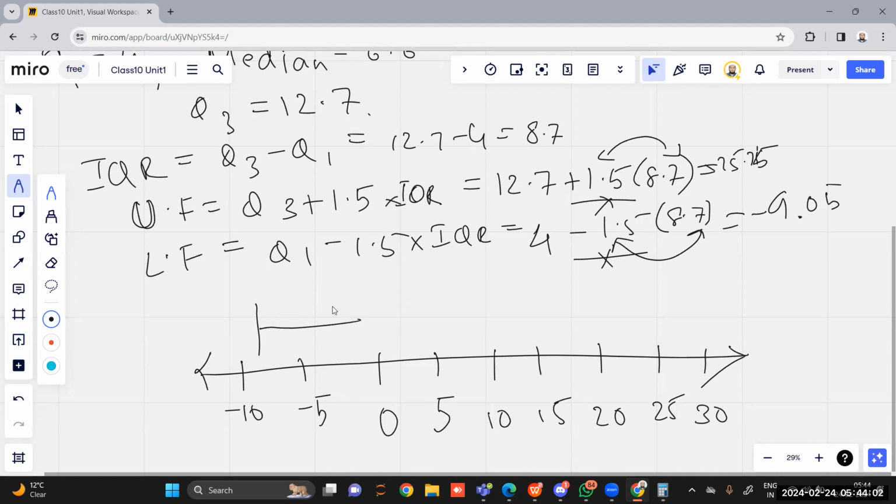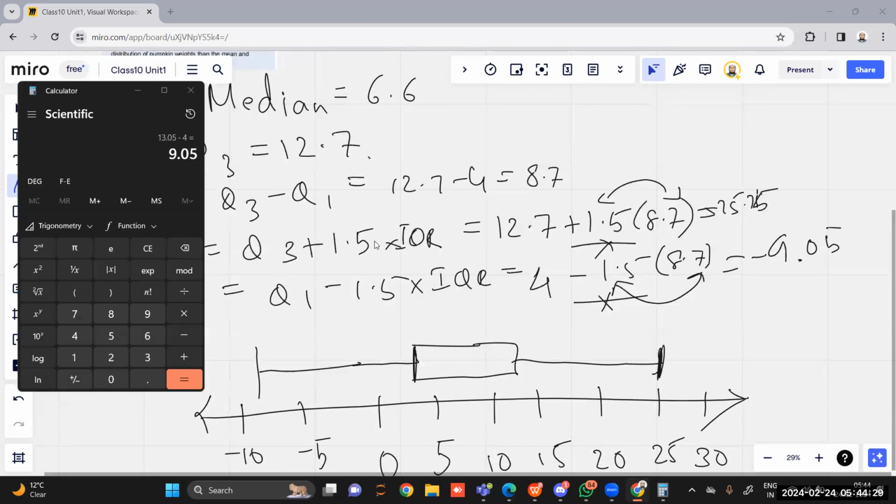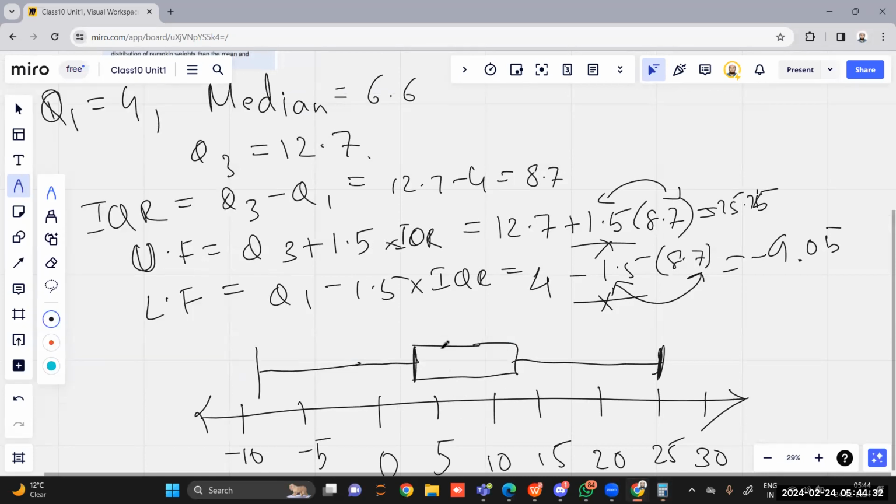And where is the Q1? I think it's on 4. So 4 is somewhat about here, and this is my box going till 12.7. So 12.7 will be somewhat in the middle, and then this line goes till 25.25. And what's the median? I've written 6.6, so it's near about here. This is Q1, Q3, and this is Q2.